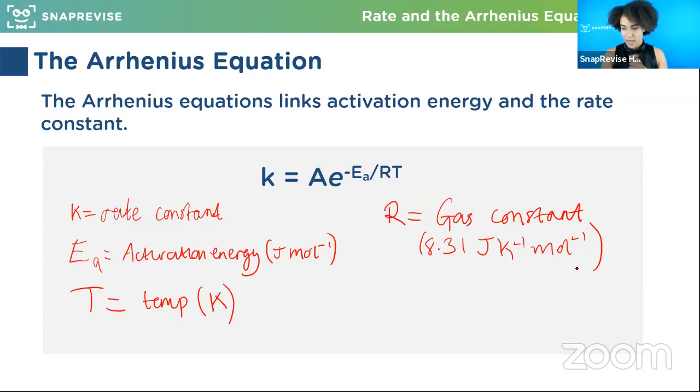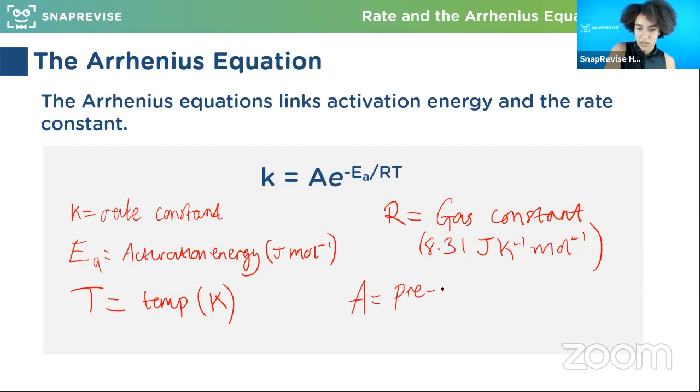I promise. Okay, so we've got all of these. A is a weird one. Essentially, we call it a pre-exponential factor. And all that means is because E is the exponent, is the exponential, and it sits in front of E, it's pre-exponential. So that really doesn't mean anything.